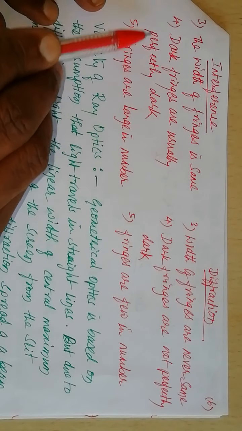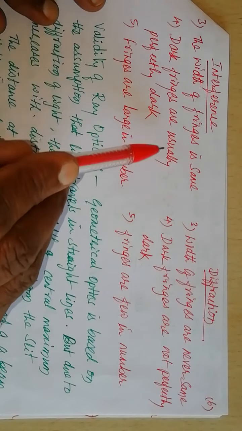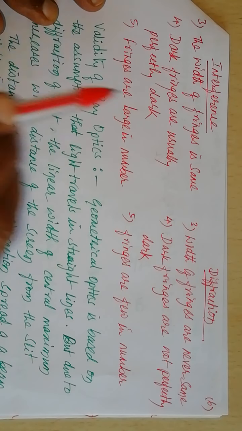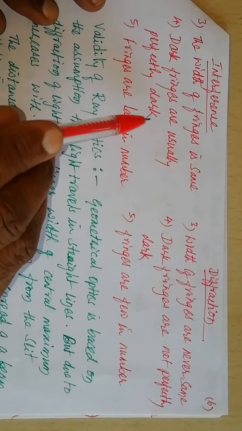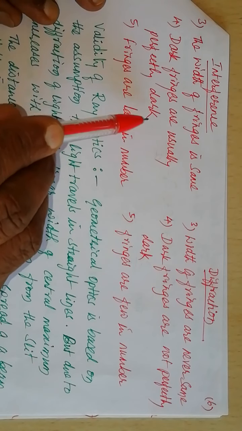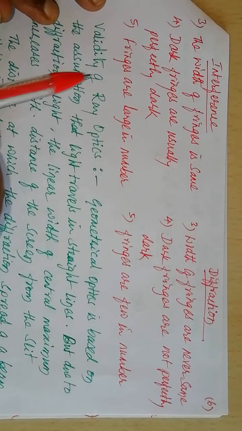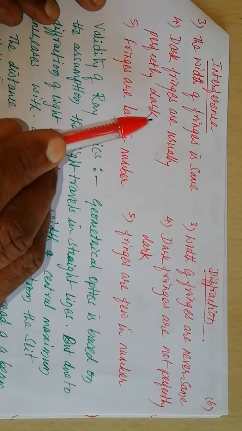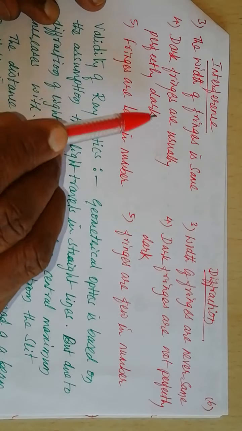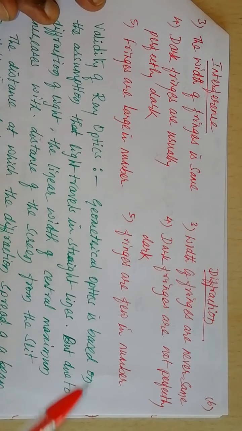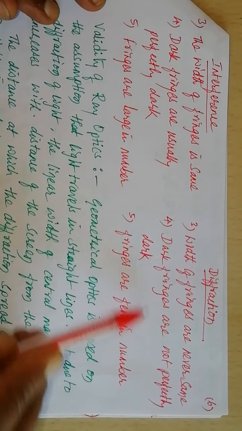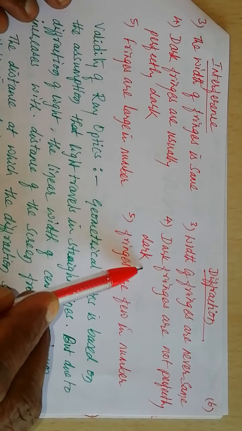The fourth point of difference, dark fringes are usually perfectly dark because the two coherent sources, the amplitudes of the waves coming from the two sources are the same, then the dark fringes are completely dark, then there will be a good contrast between the bright fringes and the dark fringes. That's why dark fringes are usually perfectly dark, whereas in diffraction pattern dark fringes are not perfectly dark.